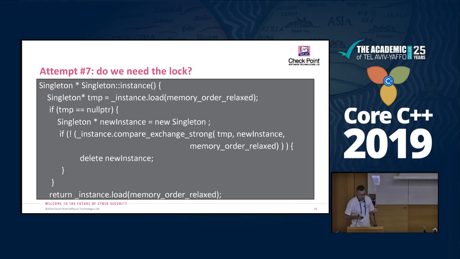But do we really need the lock? This code is lock-free. We load it with relaxed. If it's null, we just create another singleton, and we use compare exchange strong in order to check it. So if some other thread already succeeded in setting its instance of singleton into instance, we'll fail and we delete our instance. This way or the other, we just return instance.load. We have to use compare exchange strong, obviously, because we cannot afford to spuriously fail here.